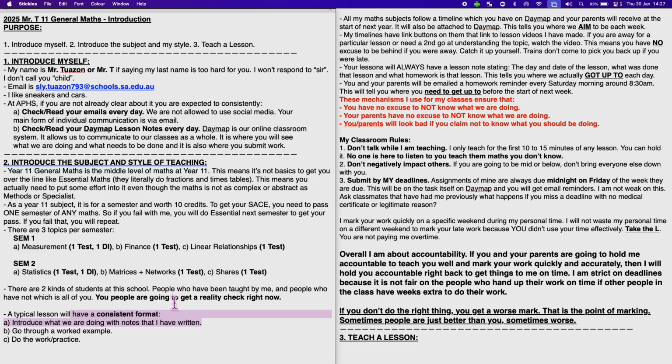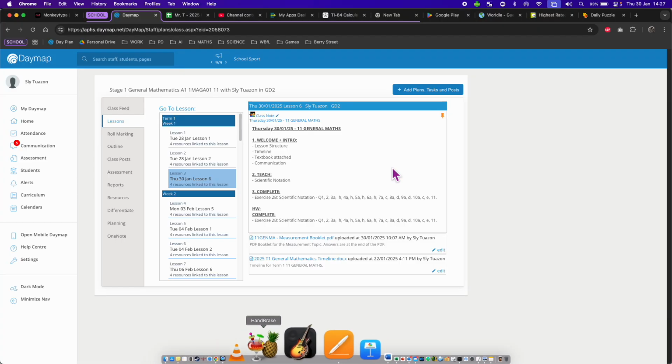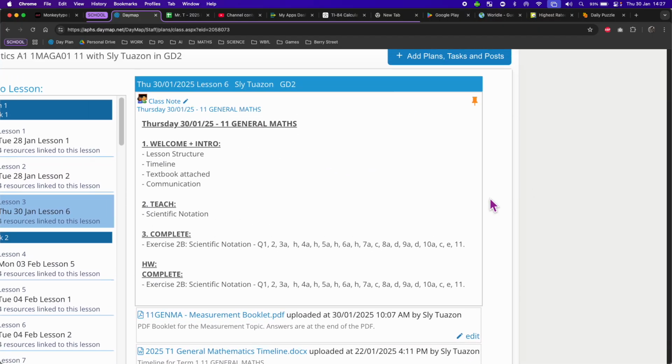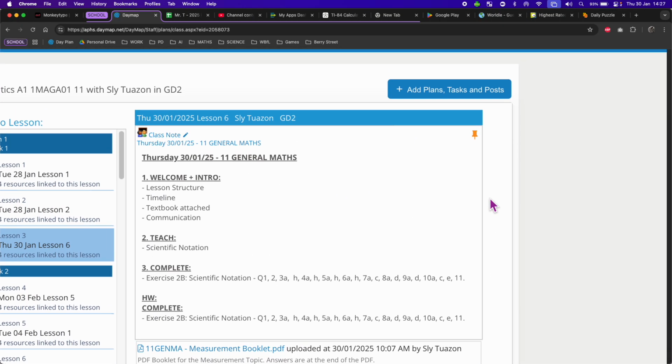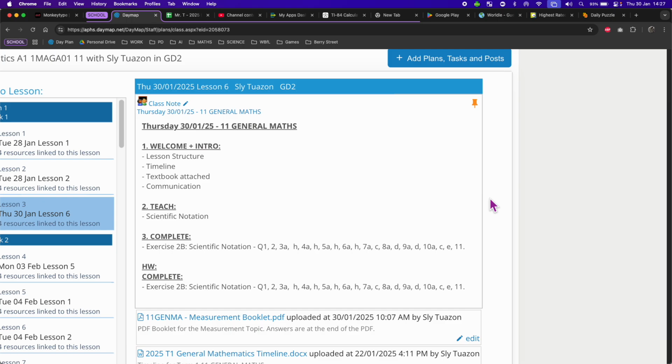Can you open your device now? Can you go onto DayMap, please? Can you make a folder on your computer that says 11 General Maths? Go on to DayMap, go on today's lesson, 11 General Maths. Can you open today's lesson, please? It should look something like this.